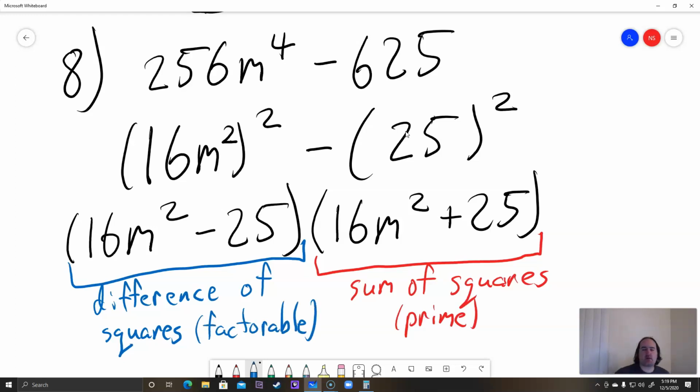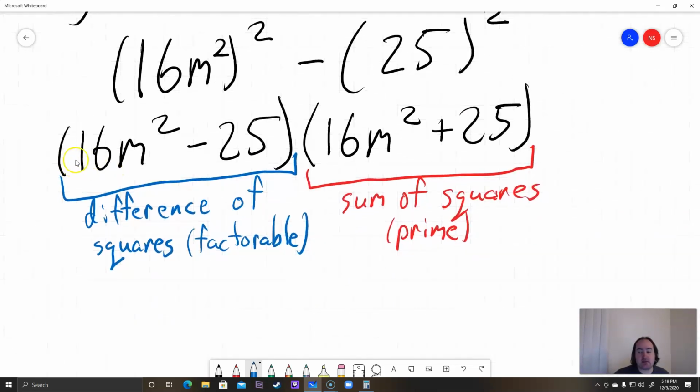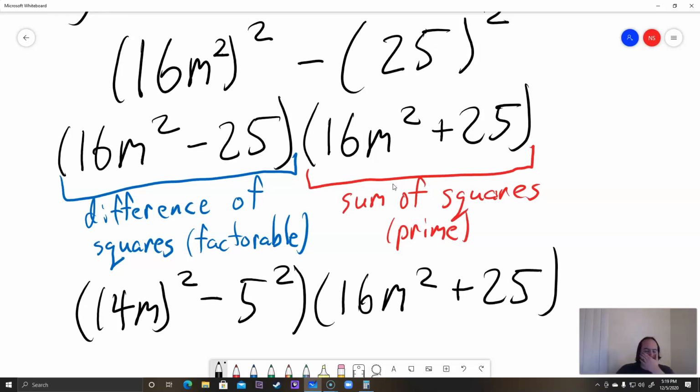So to factor the difference of squares, what you have to do is you have to rewrite it as something squared minus something else squared. So what squared is 16? Well, we all know 4 times 4 is 16. So here we're going to have 4m squared minus, well, what squared is 25? 5 times 5 is 25, so that's going to be minus 5 squared. So we're going to have 4m squared minus 5 squared. But the 16m squared plus 25, because that's the sum of squares, we aren't going to be able to factor that. So because this part is prime, we just leave it that way.